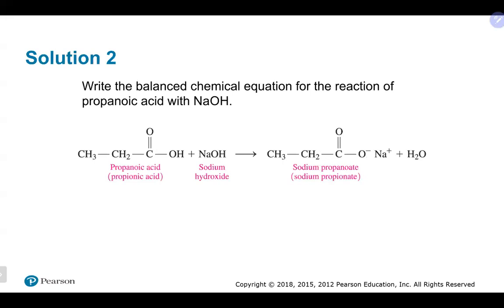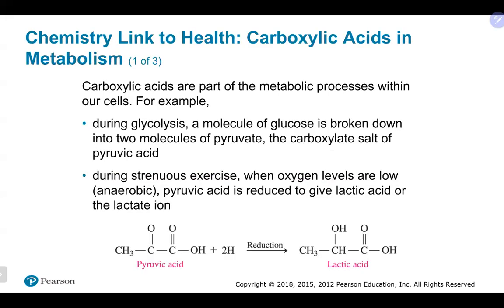All right, here's a prettier picture of what we just did. Carboxylic acids are part of the metabolic process within our cells. During glycolysis, glucose is broken down. During strenuous exercise, pyruvic acid is reduced, but here is pyruvic acid, which is a carboxylic acid. And again, here's lactic acid, which is also a carboxylic acid.